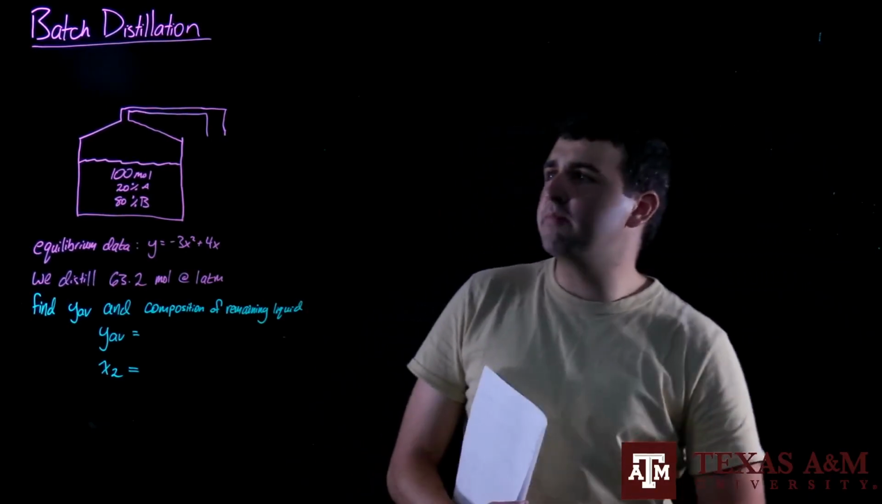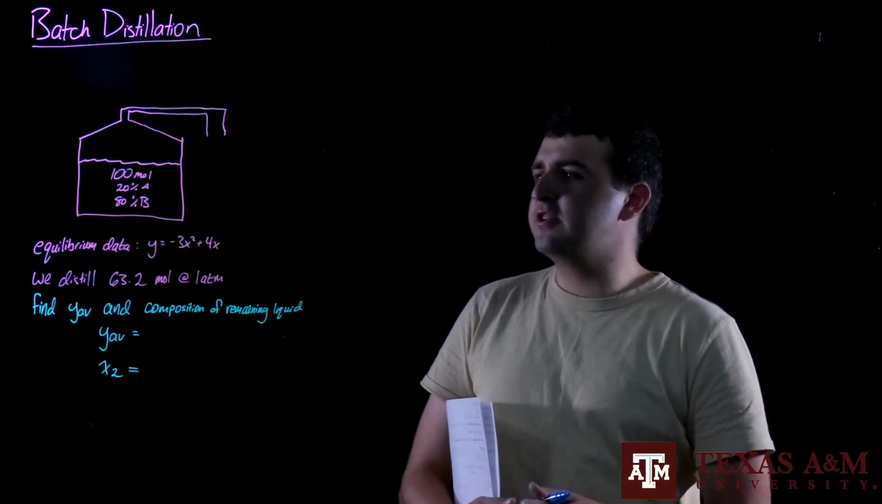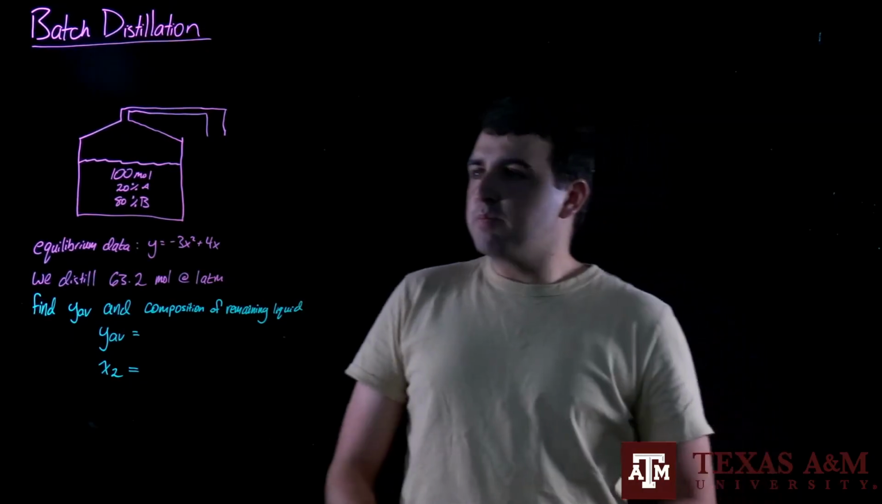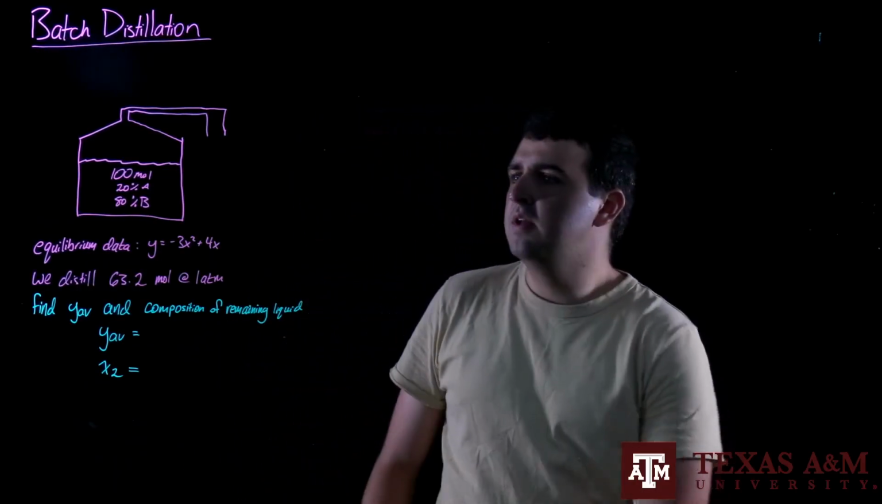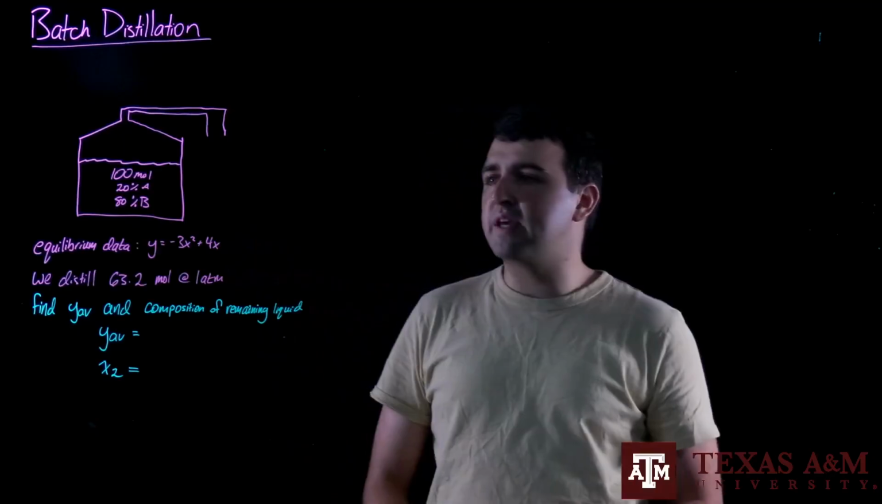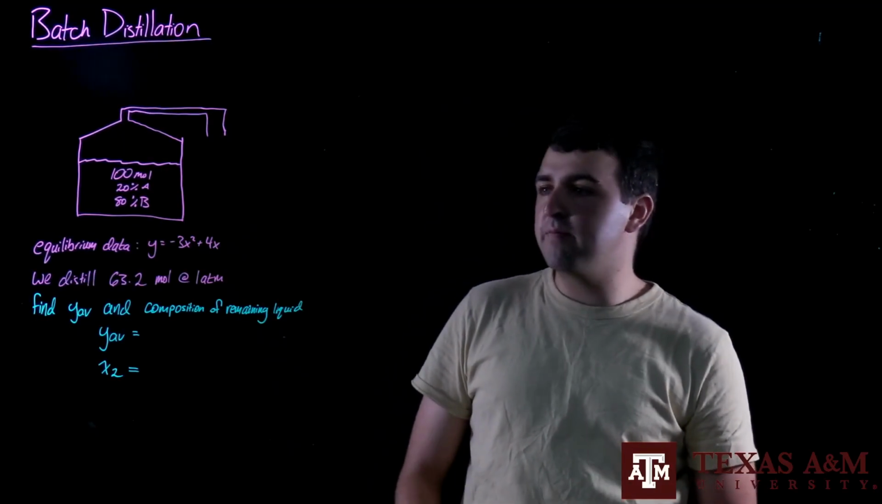Howdy class. For the second problem of the review, we're going to be doing a batch distillation problem. In this problem, we're given that we have 100 moles of liquid inside of a still. The composition is 20% of a component A, 80% component B.